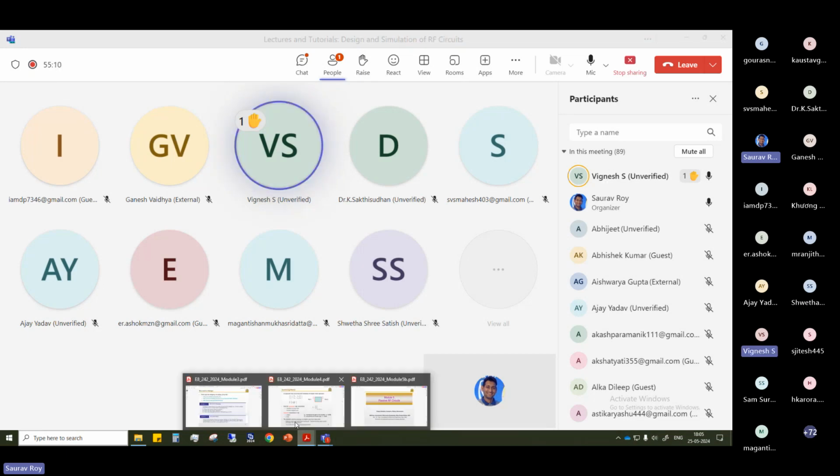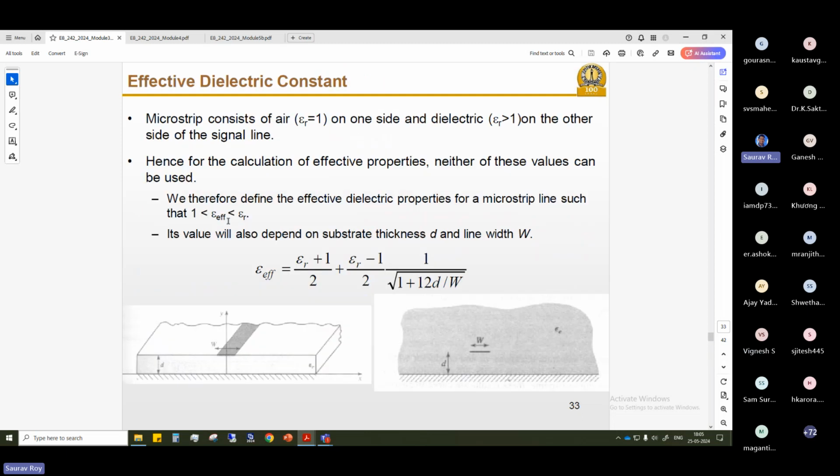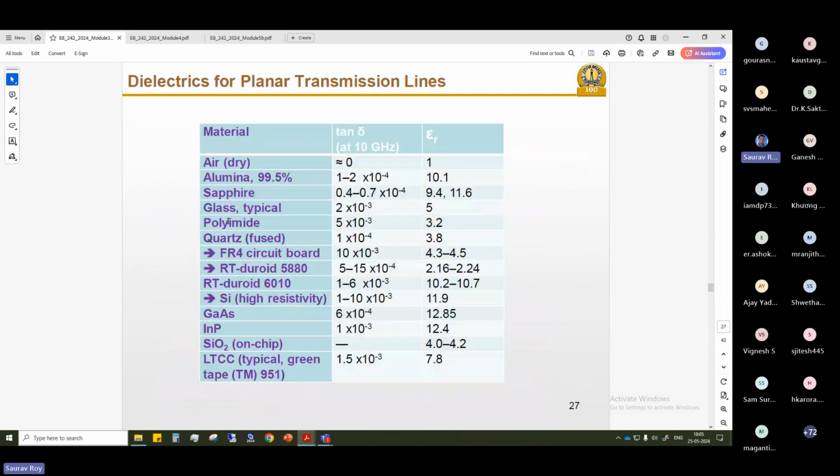See, the advantage of air is, I'll go to the slide. For dry air, the loss tangent is 0 and epsilon r is 1. So obviously losses will be very low, and it gives you a very good design. The problem with air is you cannot place the microstrip line or the thin metal on air. How can you put it? So you need to have some substrate. It would be like a floating kind of thing; you cannot keep it hanging like that.